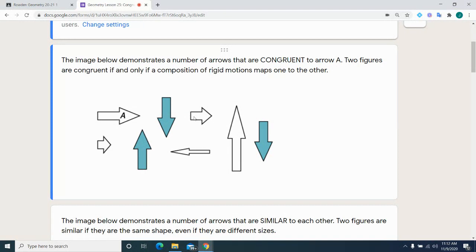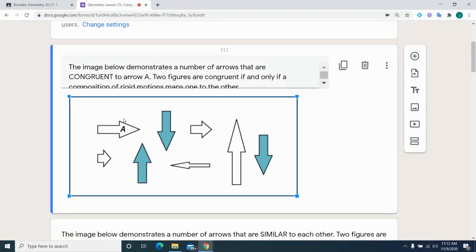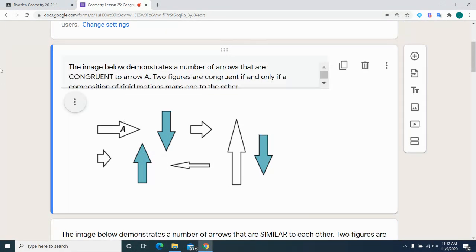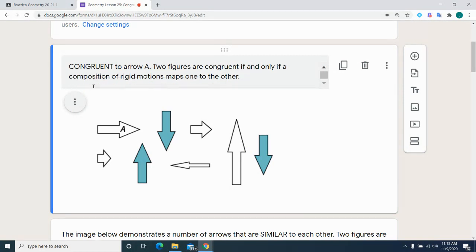Notice the ones that are shaded in white, like for example, this one is a little bit smaller. This one right here is a little bit too long. This one is too long and too skinny. This one is just not even close to the right size. But notice these ones, even though they're facing a different direction, the blue ones are the exact same shape. And it's the exact same size. So congruence is when you have the exact same shape and size.